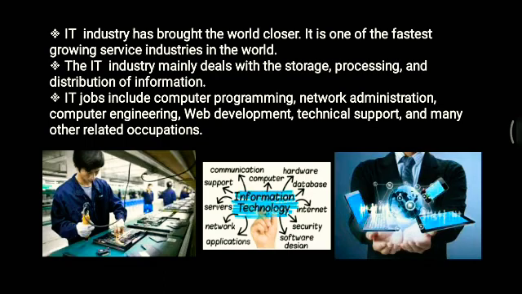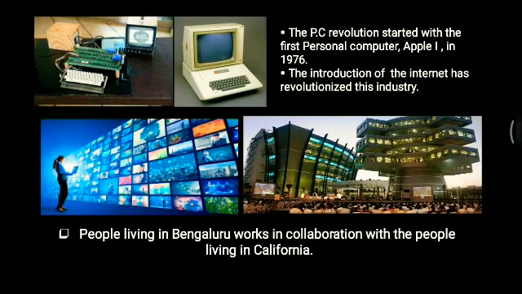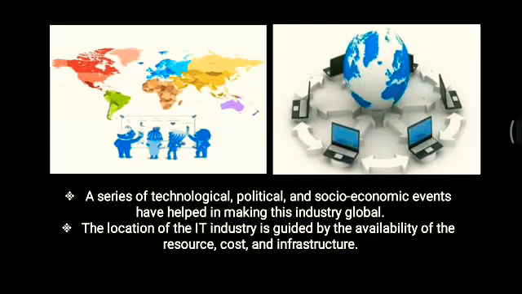Now the PC revolution started with the first personal computer, that is the Apple I, in the year 1976. Along with that, the introduction of the internet has revolutionized this industry. And now people living in Bengaluru work in collaboration with the people living in California. A series of technological, political and socio-economic events have together helped in making this industry global. The location of the IT industry is guided by the availability of resources, cost and different infrastructure.